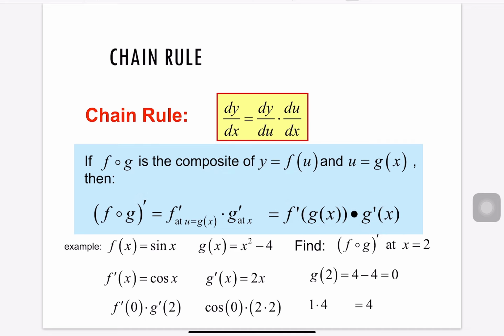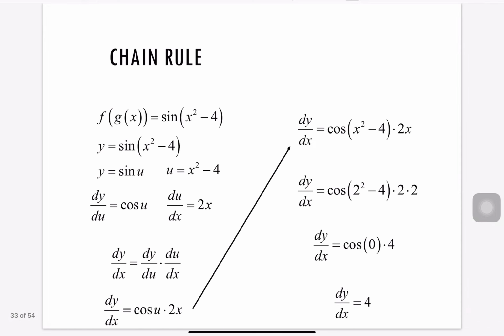For example, f(x) is sine x, g(x) is this one. Now they ask us to find the f prime of these two multiplied functions. It is very easy. The derivative of sine is cosine, x squared is 2x, and we multiply them behind each other. That will be the answer for this function.